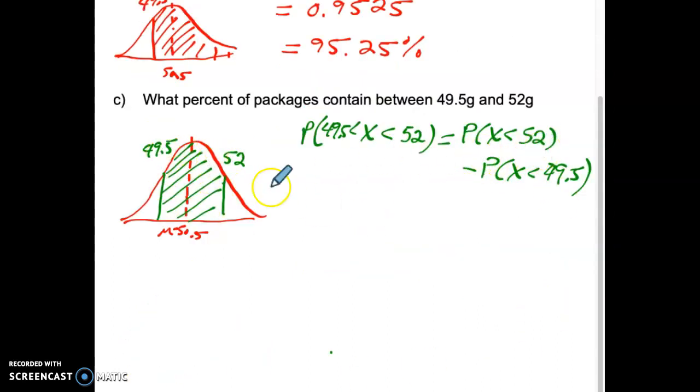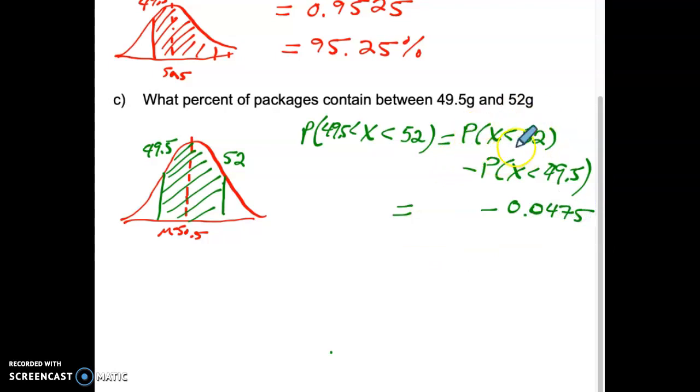So once again, we're going to do probability of it being less than 52, which is this entire thing, everything to the left of the 52 line. And then we subtract away everything to the left of the 49.5 line, and that will leave us with everything in between them. So we don't know the probability of x being less than 52 yet, but we have already calculated the probability of x being less than 49.5. So I can just copy that from the previous questions.